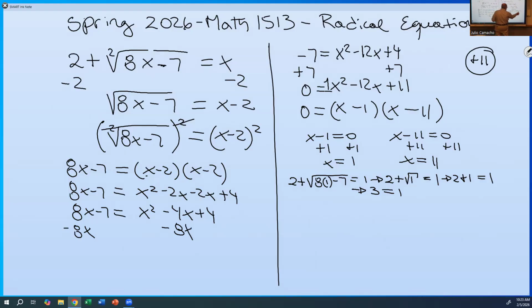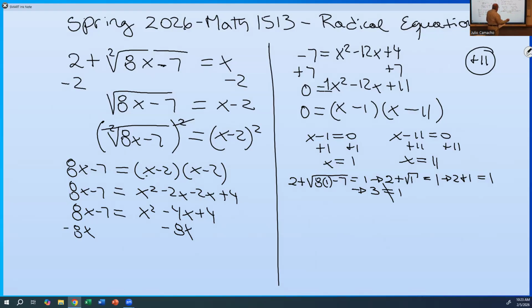Because 2 times 1 is 2... sorry, plus. Sorry, it's my fault. 2 plus 1 is 3. 3 is not equal to 1. So you know that 1 is not the answer. See, with this very straightforward equation, we just got lost in the translation. Sorry, we were stressing. But you understand?